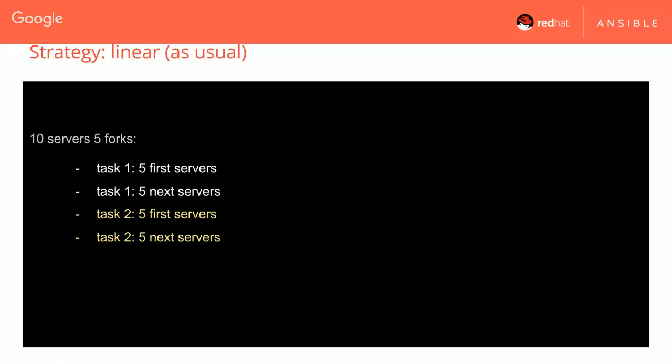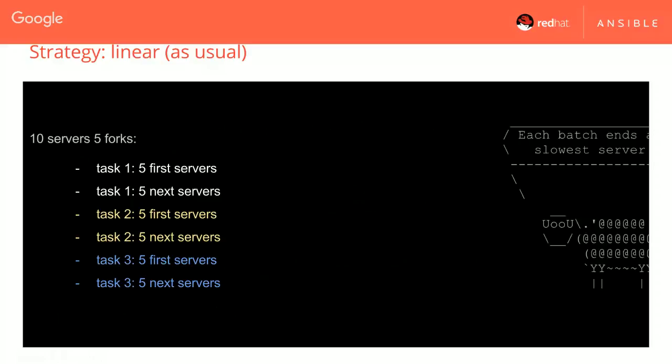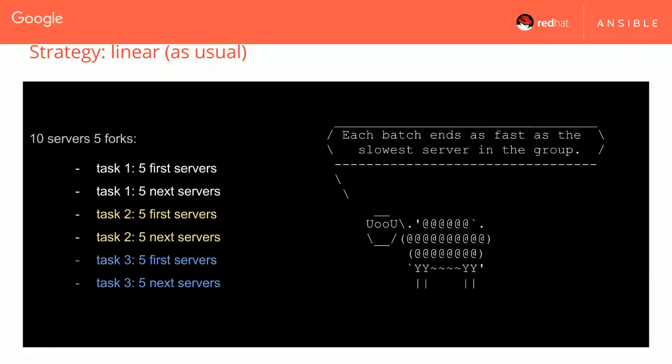So if server 4 takes 40 seconds and everybody else takes 10 seconds, the batch that has server 4 will take 30 seconds longer. And the same thing with task 3, next, and then the play is finished. So this was good in that everything went in lockstep. The bad thing is that each batch or the whole play was going to wait for slow servers.